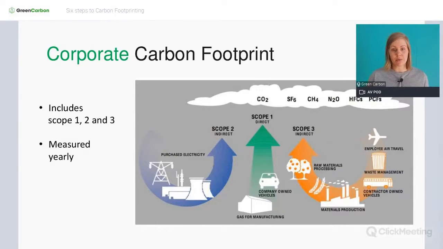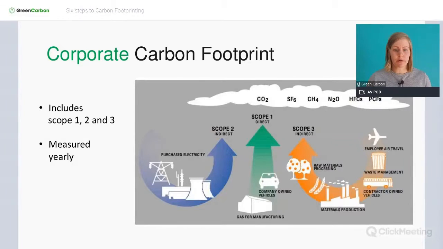So now you can wonder why we have to do this, why we have to classify, okay, this emission source is a scope 3 emission source. It is because scope 1 and 2 are considered to be those emission sources that come directly from your own operations. And scope 3 comes from the value chain. So it's the emissions that come from the value chain of your company.